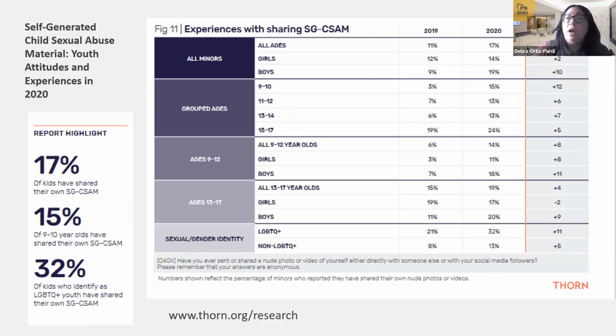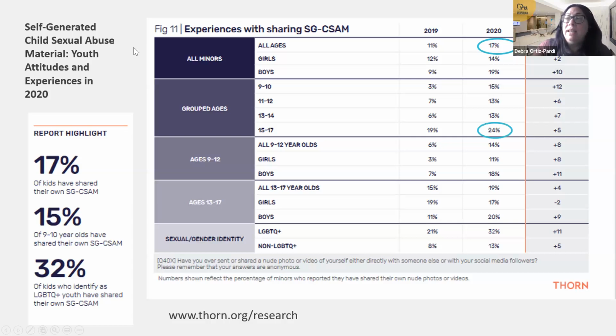Additionally, Thorne wanted to see if anything changed over COVID. So these were some just updated numbers. I'm just going to call out a few of these. Overall, for ages 9 through 17, so they surveyed children ages 9 through 17 in each of their studies, 17% said that they had shared their own content, and that was a jump from 11% in 2019.